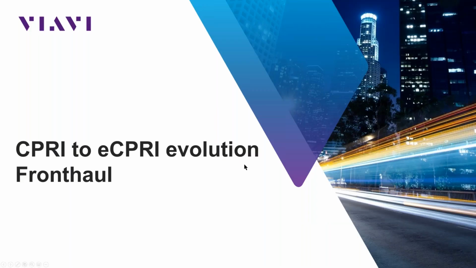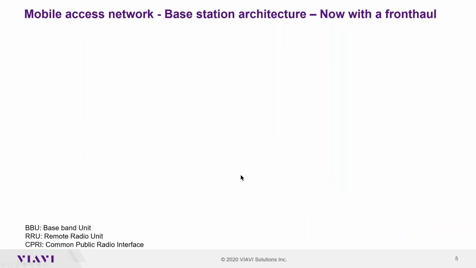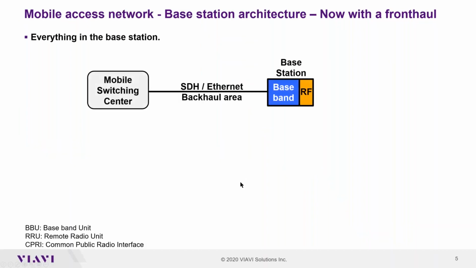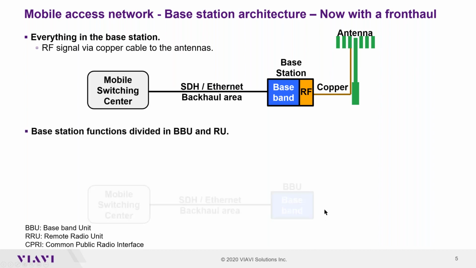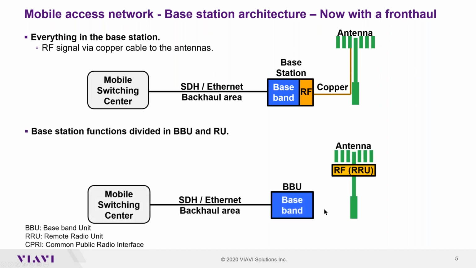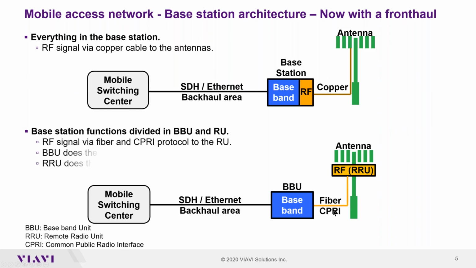First part now, CPRI to eCPRI evolution. Mobile access network. At the beginning we have these big boxes, the base station. It was with a copper cable, more a tube, to the antenna. This was the first installation, and then later the next step was that the base station became separate into a baseband unit and a remote radio unit, and the connection now is fiber.